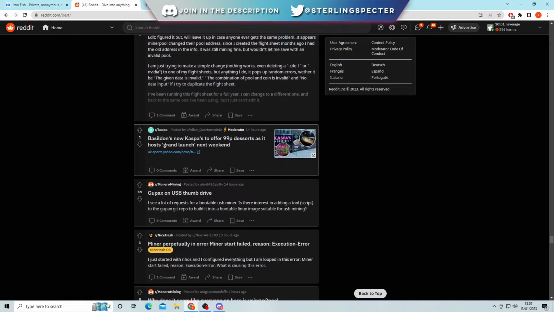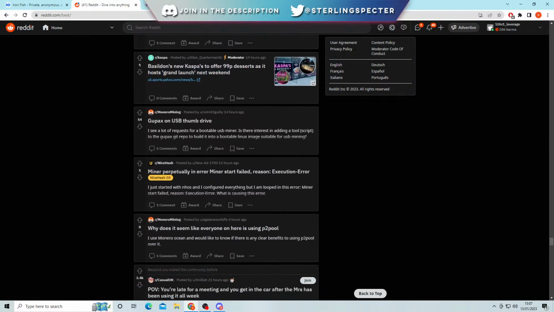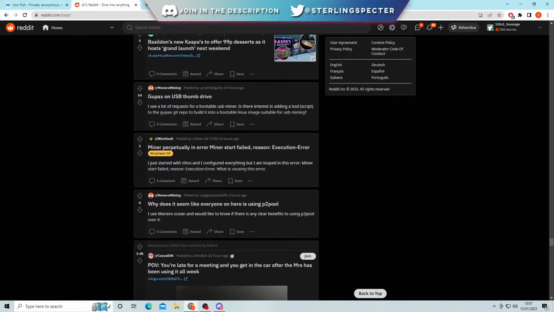New Casper offers desserts, 99p desserts as a host grand launch next week. They're talking about actual Casper desserts instead of Casper Coin.